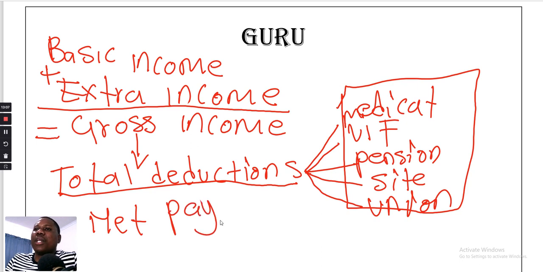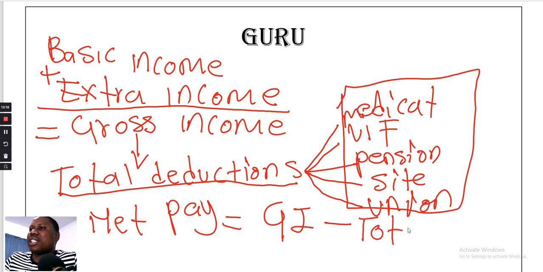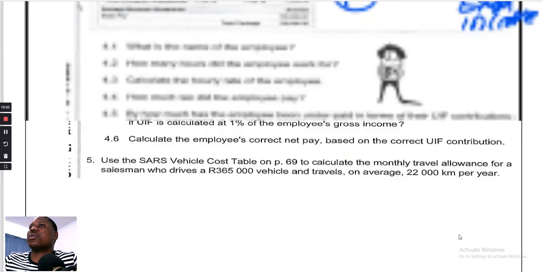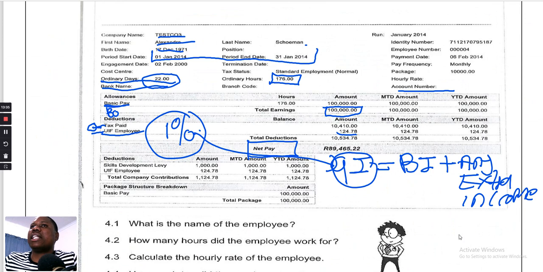What is going to be your net pay? Your net pay now is going to be your gross income minus total deductions. Minus your total deductions. All right, there you have it. So let's go back to that statement, meaning that if we say our net pay is gross income minus total deduction, it means that it's going to be 100,000.